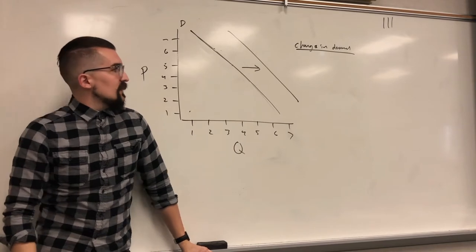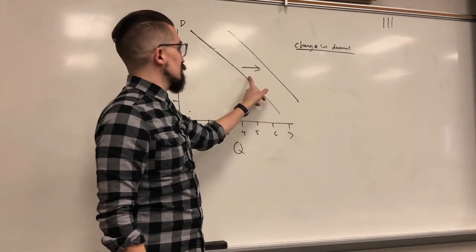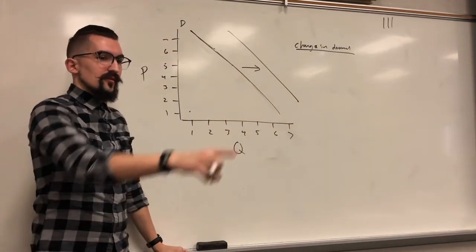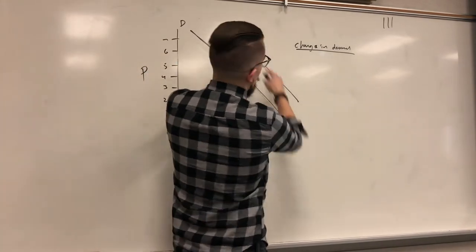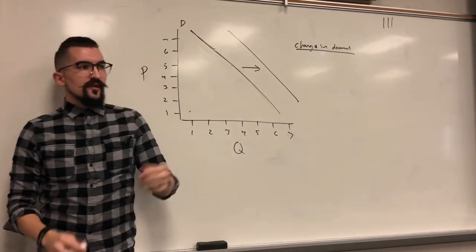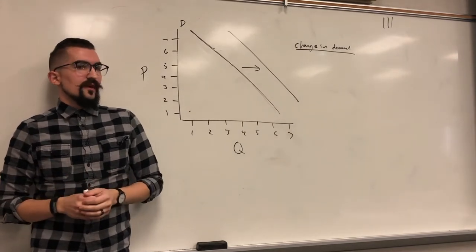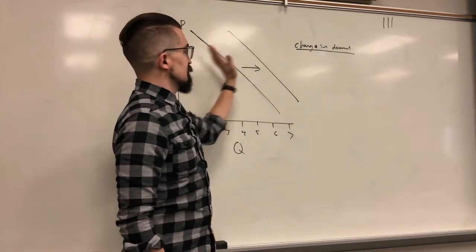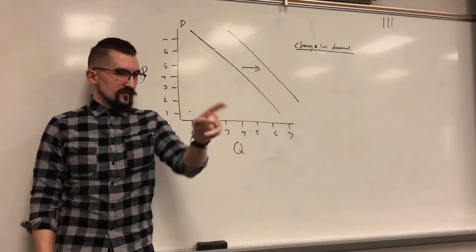Would I say my demand increased or decreased if my whole curve moves over to the right? Are more people buying my stuff or less people? More, yeah, because it's moving to the right, the number of people that are willing to buy it increases. Try to think about it yourself maybe before I give you the answers. What could cause the demand for my product across the board, for all prices, to move, make people more willing to buy my stuff? What could possibly do this? There's a lot of things.